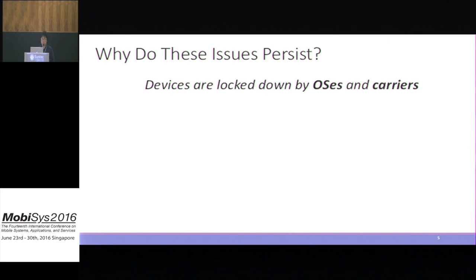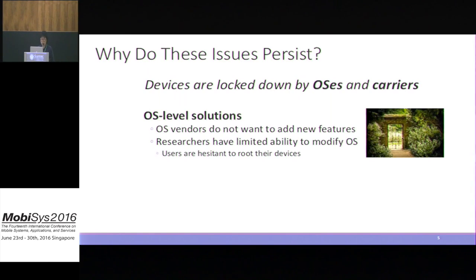Why does this issue persist, even though we've been studying mobile privacy for years? We argue that the mobile ecosystem consists of walled gardens inside gated communities, where the walled gardens are the locked down OSs and the gated communities are the carriers. So one way to try to address privacy is inside the OS. For example, you can build information flow tracking into the OS. That sounds great, except OS vendors won't do it because it means increased battery consumption or lower performance.